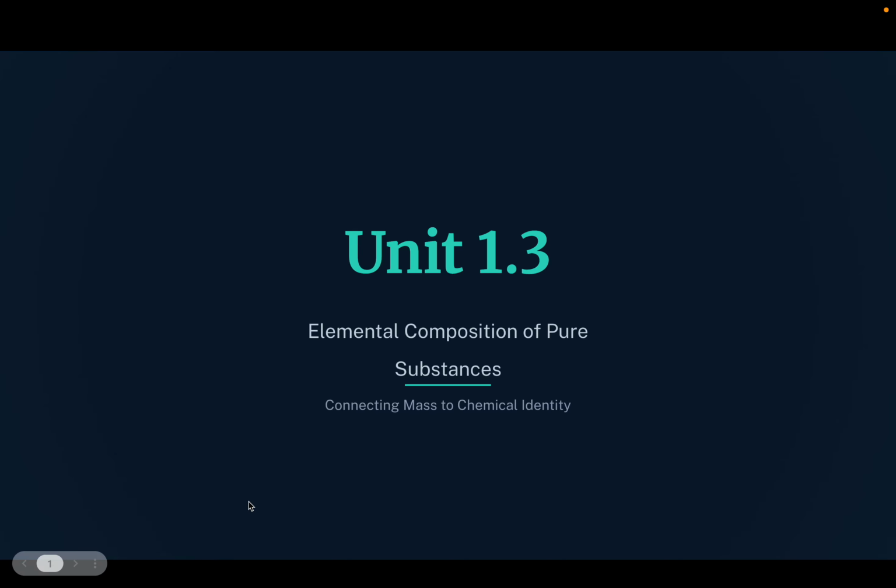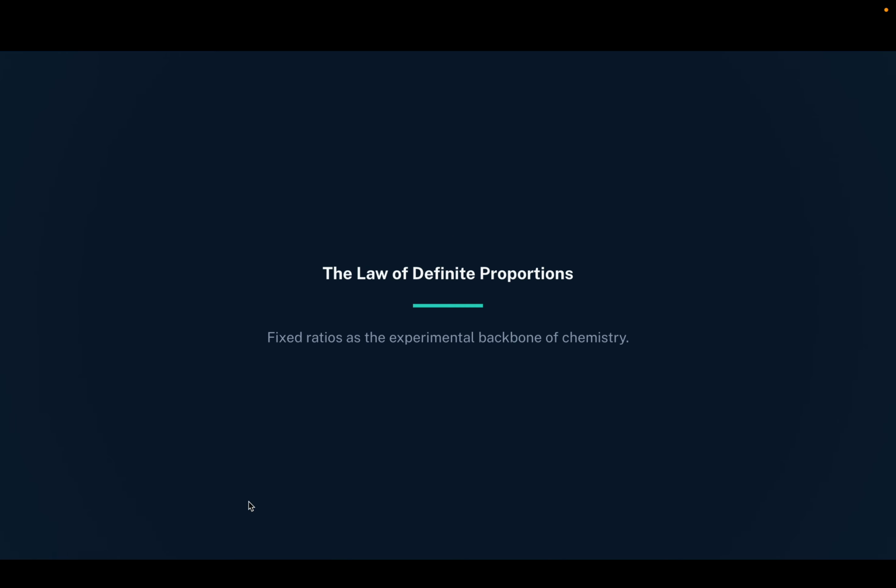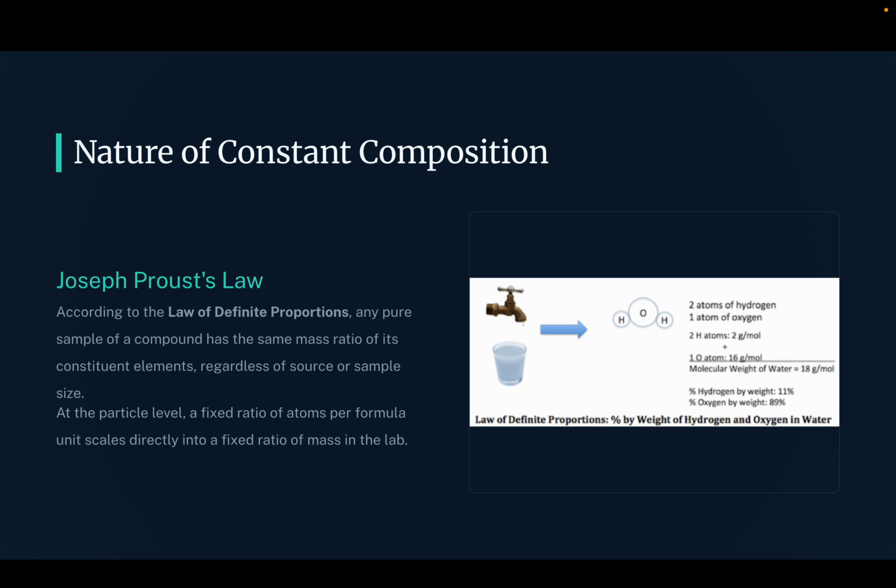Welcome to Unit 1.3 of AP Chemistry. We're going to learn the elemental composition of pure substances. So, the law of definite proportions. This is Joseph Proust's law. What he's saying is that any pure sample of a compound will have the same ratio regardless of source or sample.